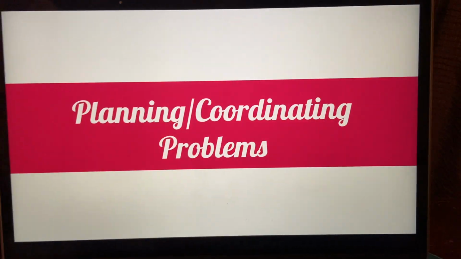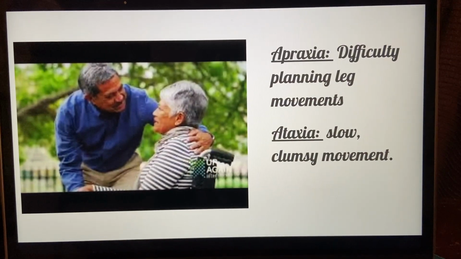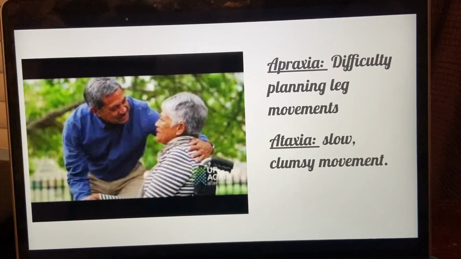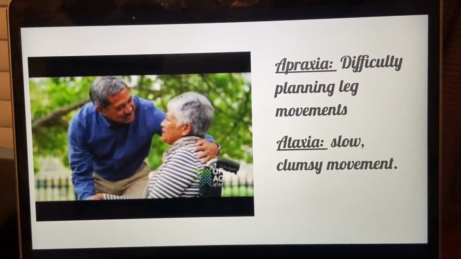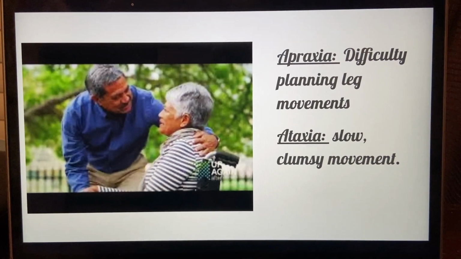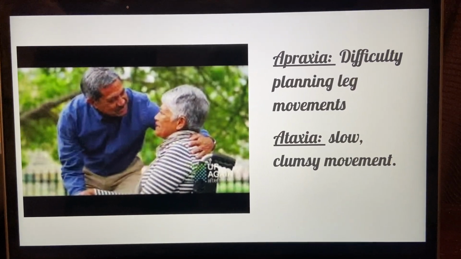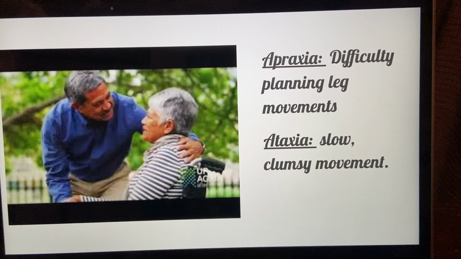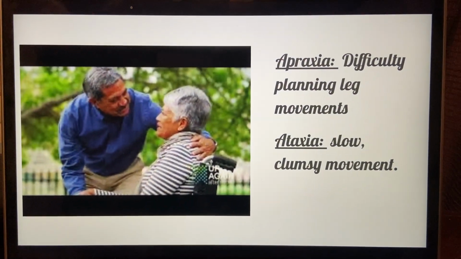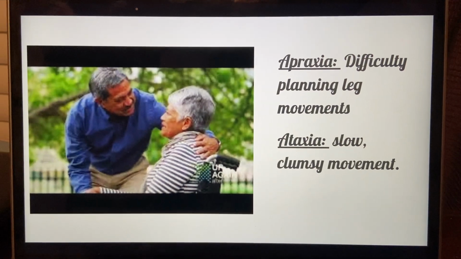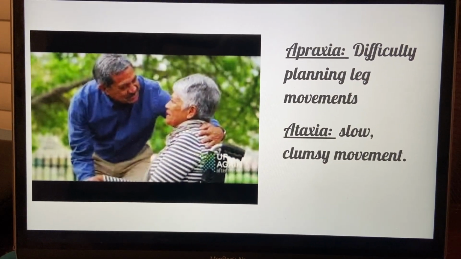So for planning and coordinating problems, they can suffer from apraxia, which is going to be the difficulty in planning leg movements, and then ataxia also will result in slow, clumsy movement of the body. So this is going to be an effect from the weakness, and it's going to affect the patient's ability to move comfortably and in fluid motions.